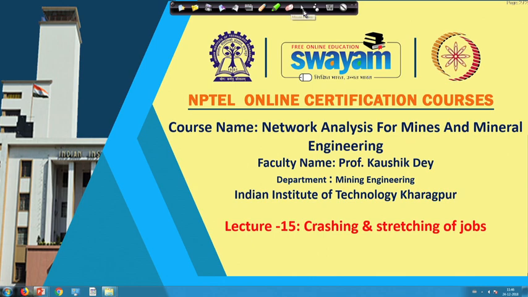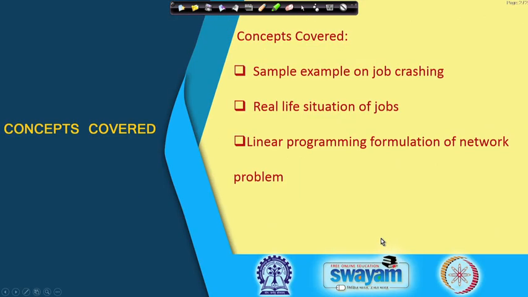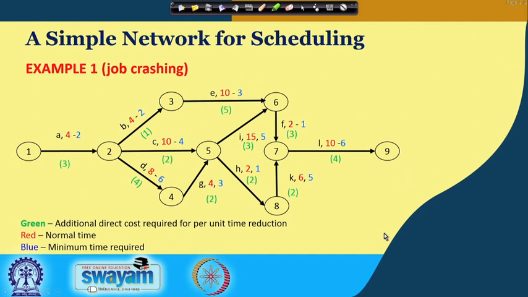The topic of this course is crashing and stretching of jobs, but let us tell you that so far we have covered all the parts which are related to the deterministic approach of network analysis, that is the critical path method. So, we have covered everything related to the critical path method so far, whatever there is in the syllabus of this course. Now, we will solve two more examples on this and we will summarize or conclude the network analysis using the critical path method.